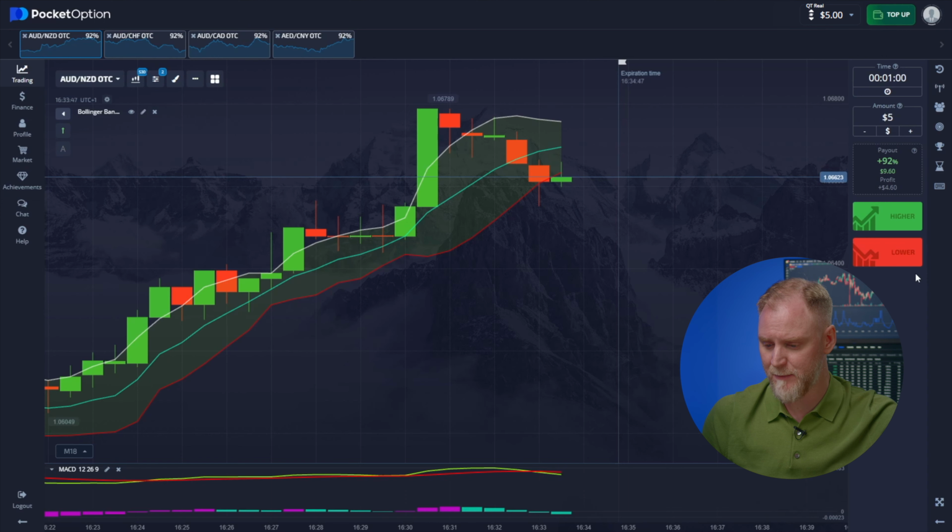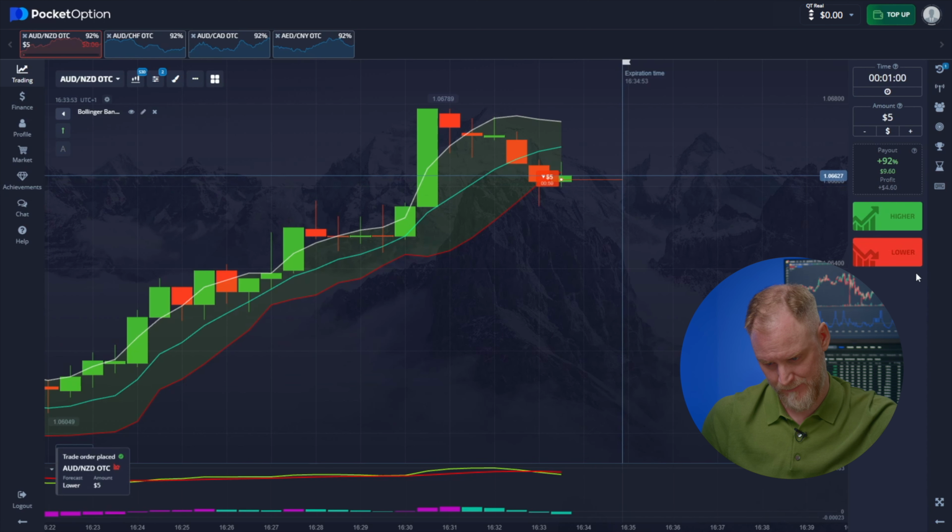So we're all set now, and let's dive into trading. And first up, Aussie and Kiwi. I'm expecting a downtrend, so I'm hitting the lower button. I'll explain to you why.